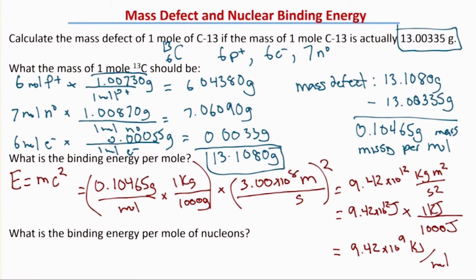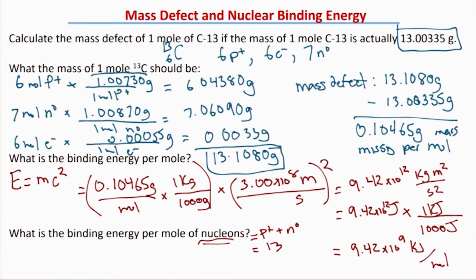Often though, if you're trying to compare binding energies, you want to compare them per nucleon and not just per atom, because they have different numbers of nucleons. So carbon-12 versus carbon-13 versus carbon-14 have different numbers of nucleons. In order to compare their binding energy to figure out which one's more stable, you'd want to take this divided by the total number of nucleons. If you have carbon-13, how many nucleons does it have? Since this is protons plus neutrons, this is 13.